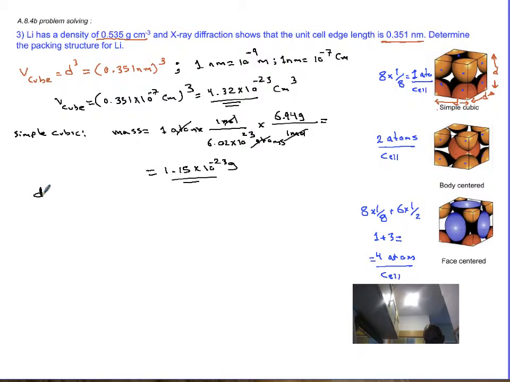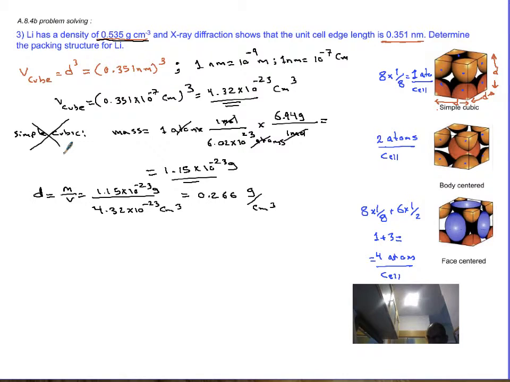So let's just calculate density as if it was simple cubic. Density is mass over volume: 1.15 times 10 to the minus 23 divided by the volume, which was 4.32 times 10 to the minus 23 centimeter cubed. If you do this calculation, you get density equal to 0.266 gram per centimeter cubed. It is not 0.535, so simple cubic cannot be the possible structure. So let's try the next one. Let's go after body-centered.